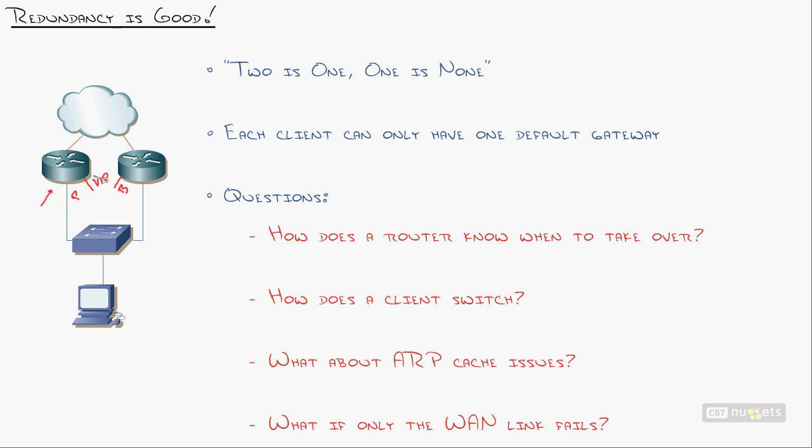So instead of either one of us owning this 10.1.1.1 IP address, we'll just use that as our example. We'll use that as a virtual IP that neither one of us really owns, but we can both take responsibility for. But it leads to some questions. Well, how does a router know when to take over? Let me answer these one by one.